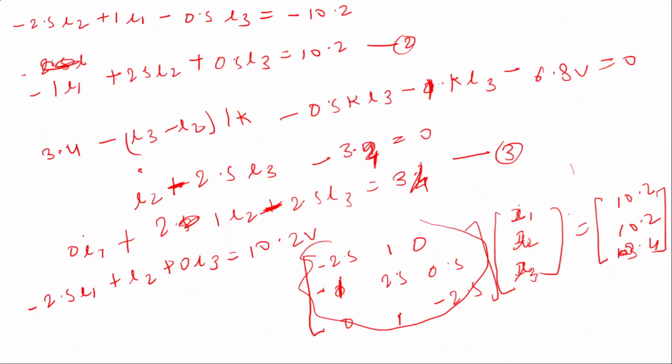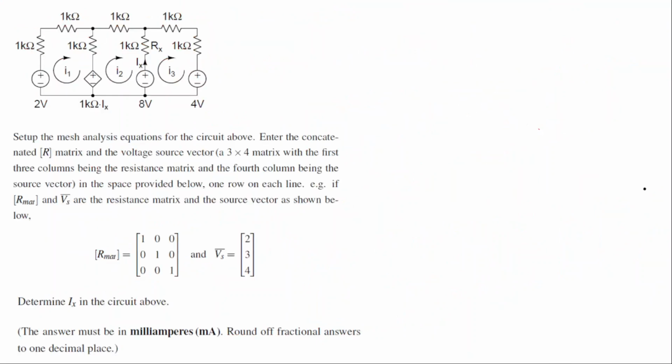Okay, so let's move to the next problem. This problem is similar to the previous assignment, but this is the classical case of a dependent voltage source. Now we need to find this dependent voltage source. This current dependent voltage source is there, so this is 1 kilo ohm times Ix. What is the Ix in this branch?